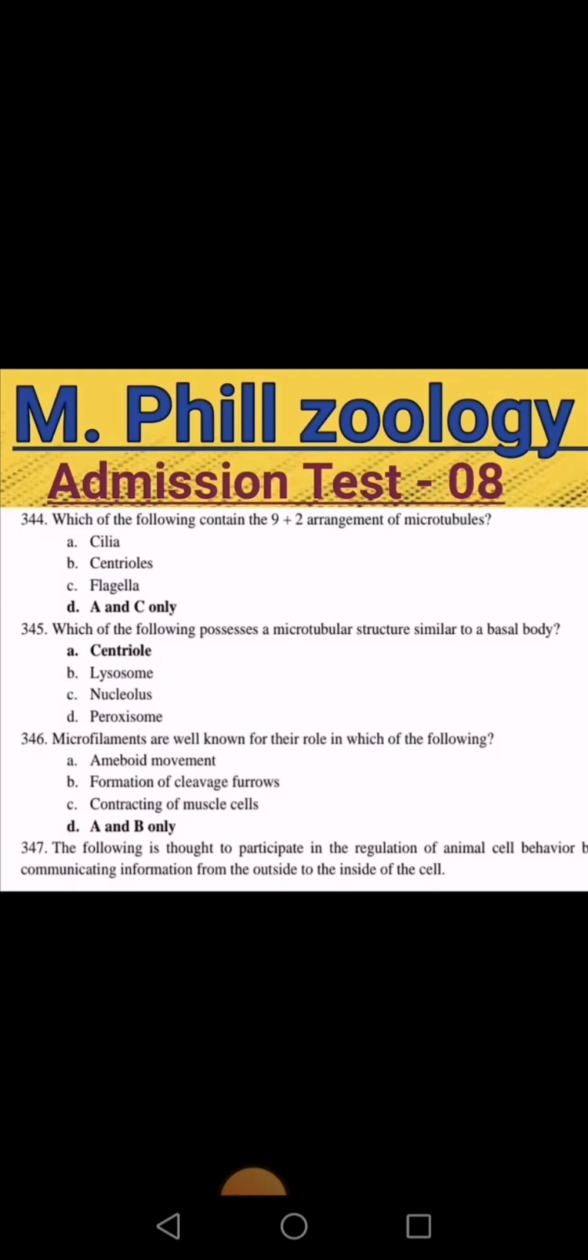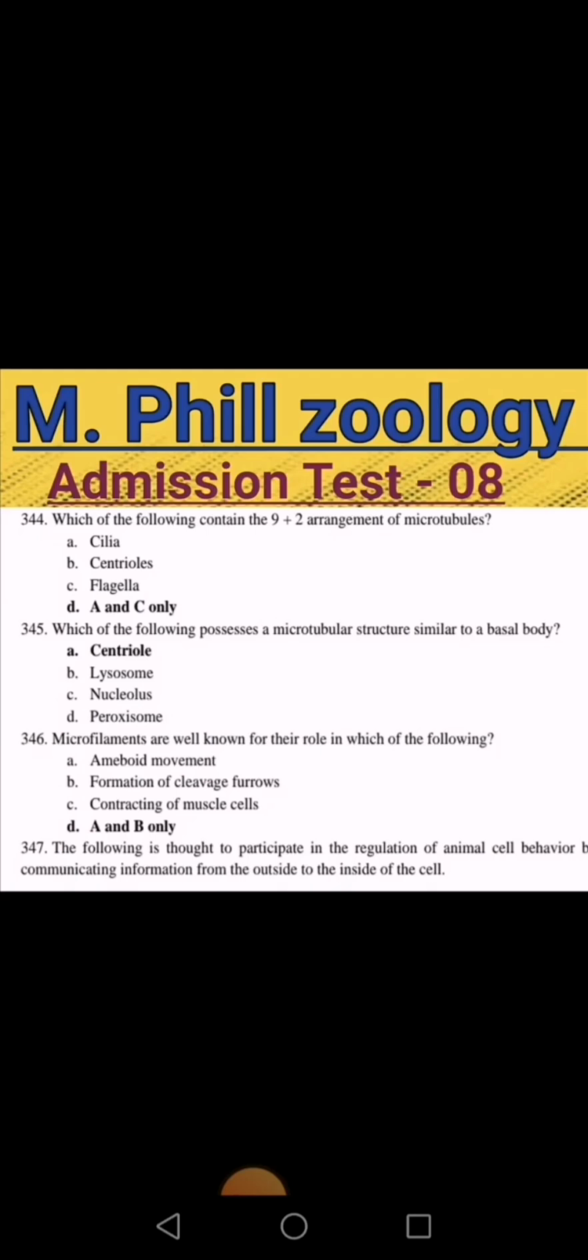Next, which of the following contains the 9+2 arrangement of microtubules? The option is right, as cilia and flagella. Both A and C contain 9+2 arrangements of microtubules. Which of the following have a microtubular structure similar to a basal body? A option is right, that is centrioles.